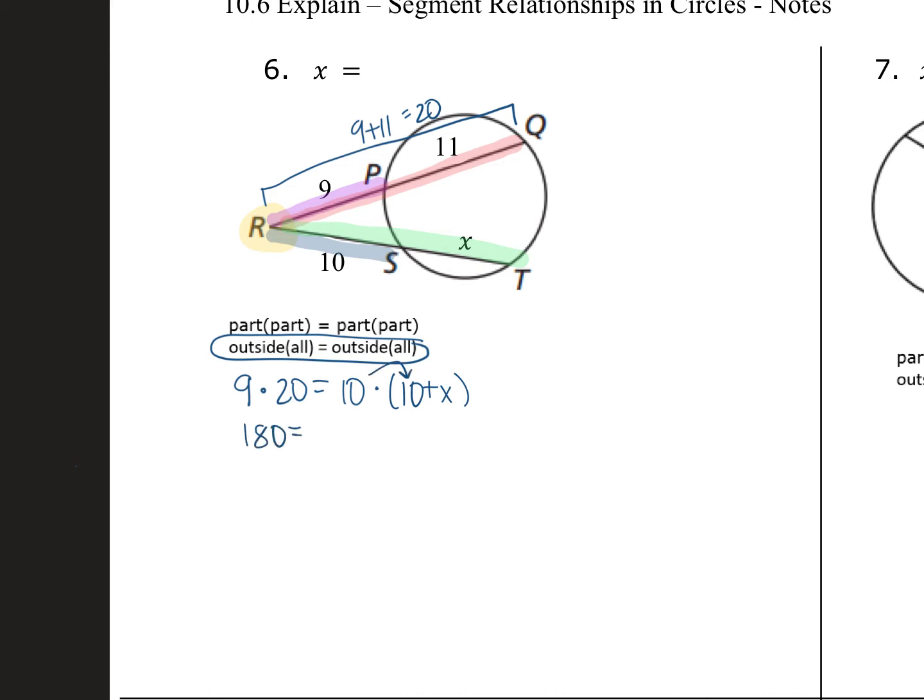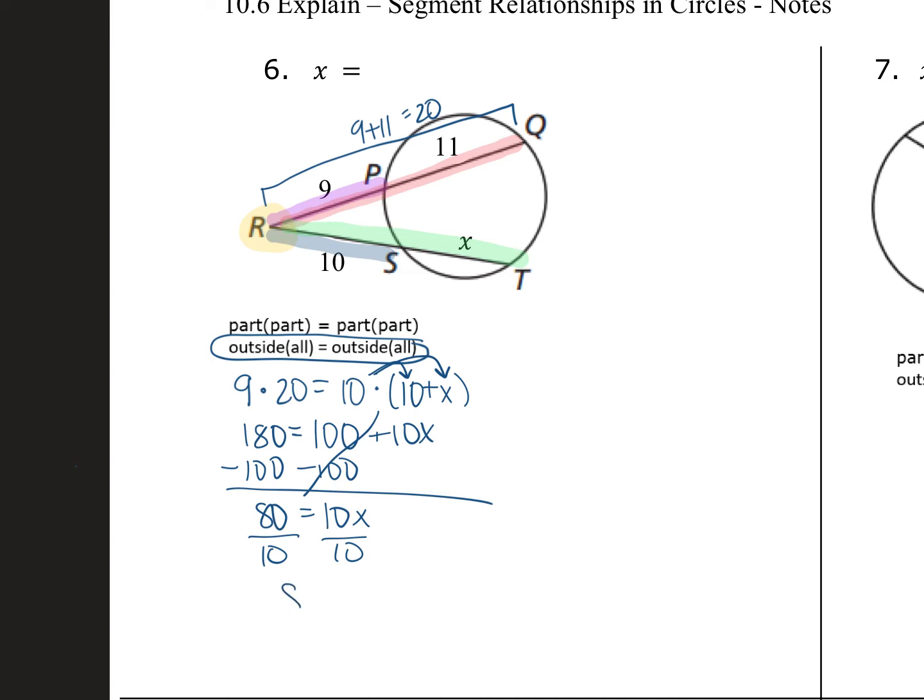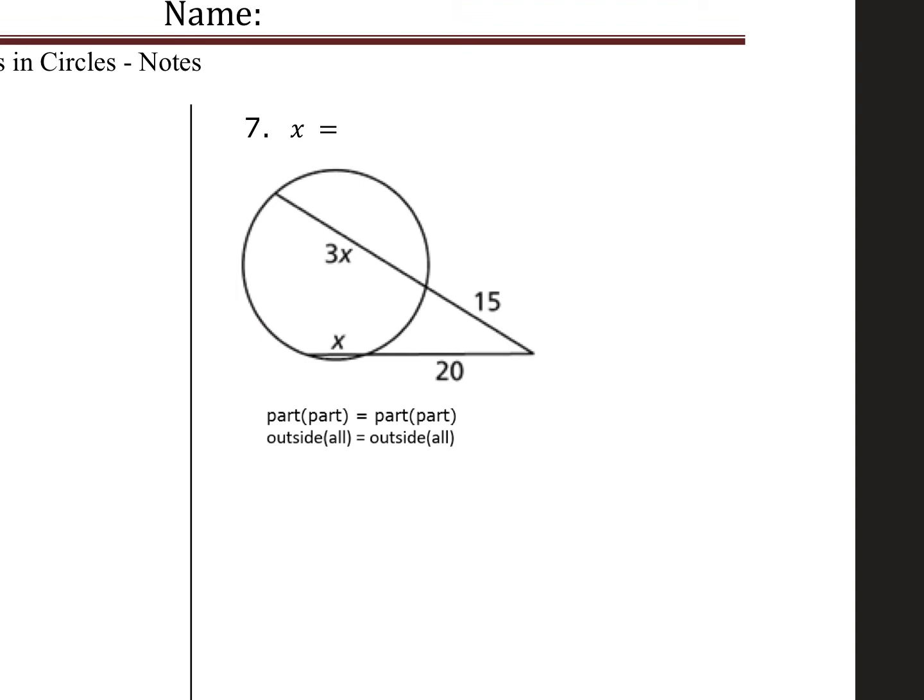And then on the right side, we need to distribute because we have parentheses. 10 times 10 is 100, and 10 times x is 10x. We're going to move our 100 to the other side by subtracting it. 180 minus 100 is 80. The 100s cancel out and bring down your 10x. And then last step, we need to divide both sides by 10 to get rid of it, and x will equal 8.